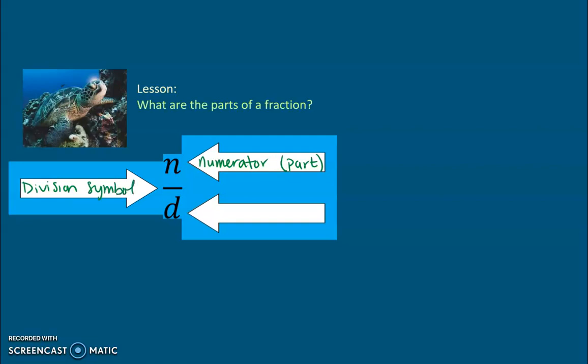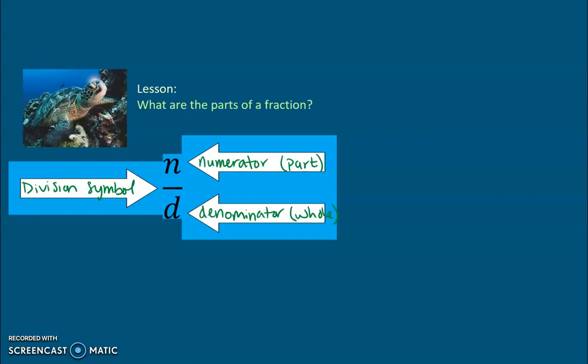Right, so when we're dealing with fractions, we're really dealing with division. Crazy, right? So we have the numerator on top, we have the division bar, and underneath that, this d is the denominator. And that also stands for the whole. So we have the part over the whole.